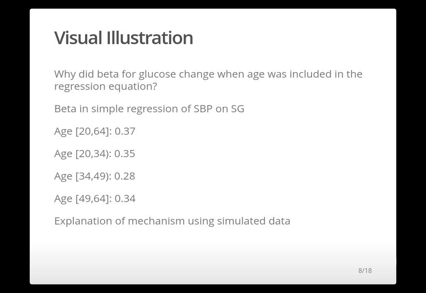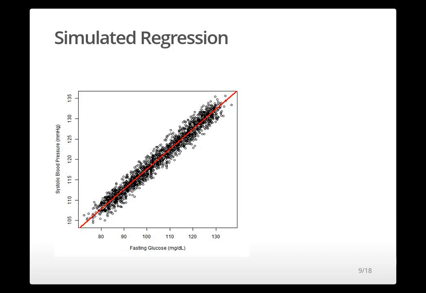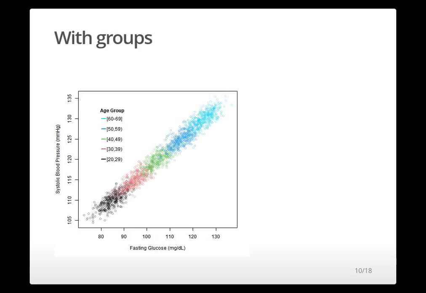What was happening? Let's explore, using simulated data. This shows systolic blood pressure by serum glucose in the simulated data. For visual clarity, their correlation was made stronger than it actually was. The red line is the regression line fitted to all points in the graph. Now let's introduce age into the graph. The black points indicate respondents who are in the 20s, the red points indicate those in the 30s, the green points in the 40s, the blue points in the 50s, and the light blue points in the 60s.